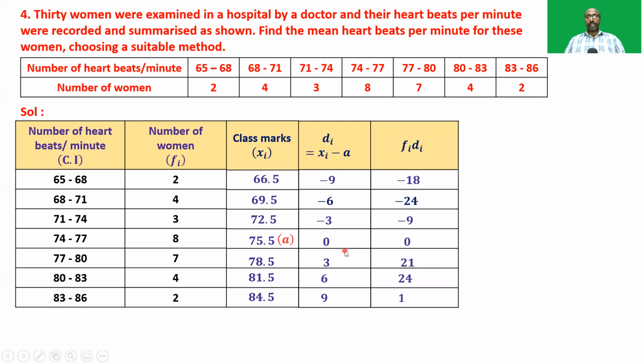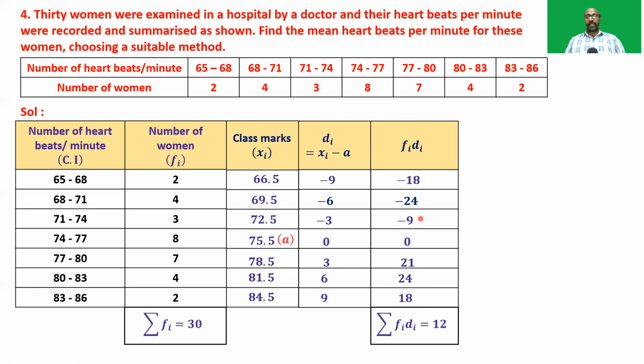2 9s are 18. And now the sum of all these frequencies is 2 plus 4, 6, plus 3, 9, plus 8, 17, plus 7, 24, plus 4, 28, plus 2, 30. And here plus 24 minus 24 will be cancelled, and plus 18 minus 18 will be cancelled. Now we are left with 21 minus 9, which is equal to 12. So sigma Fi Di is 12.